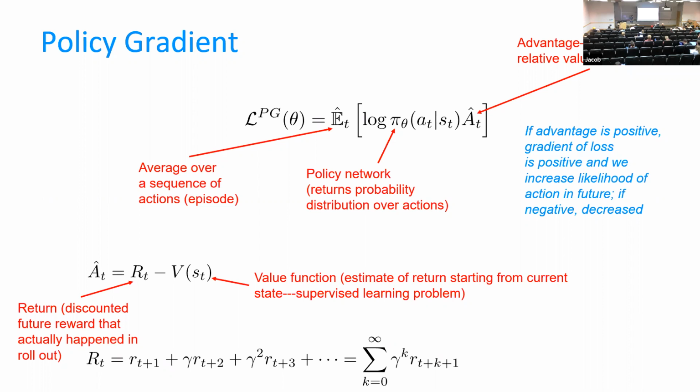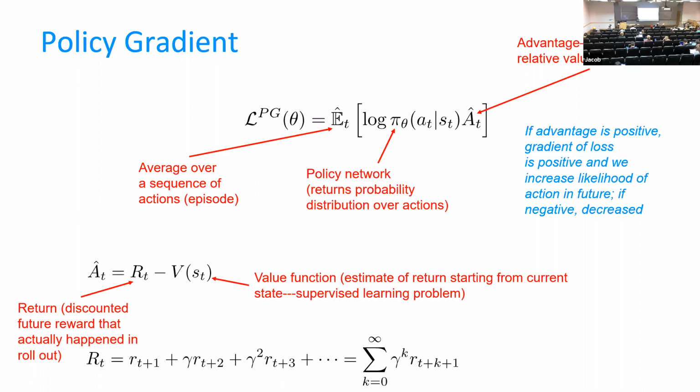Okay, so R_t, if you remember, we are going to be doing online learning, and so R_t will be the actual experienced reward from an entire rollout where we chose actions at each step. It will be a sum of discounted rewards, where the first reward at time step t plus 1 is undiscounted. The next reward has a discount of gamma. The next reward has a discount of gamma squared, etc.